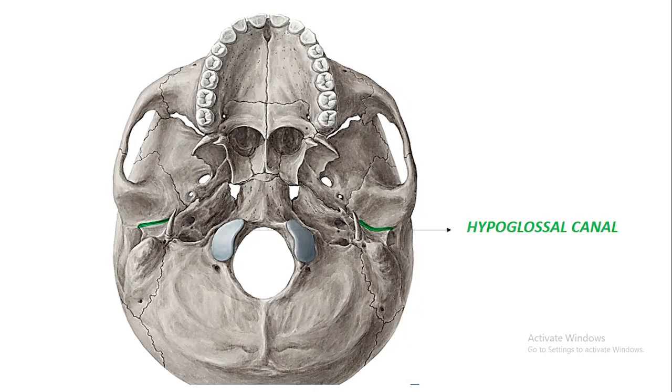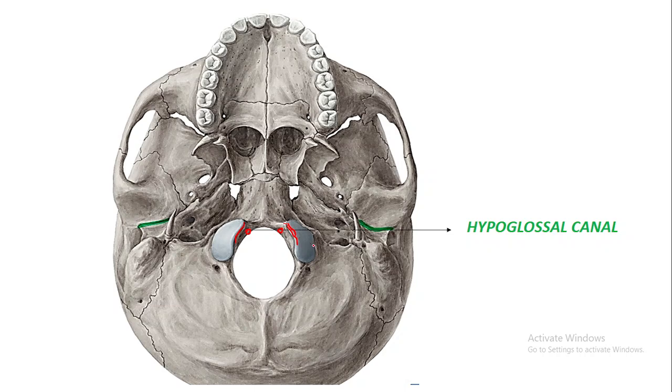Next is the hypoglossal canal. The hypoglossal canal is present in the anterolateral aspect of the foramen magnum, the anterolateral border of the foramen magnum. So this is the anterolateral border of the foramen magnum, and two hypoglossal canals are seen, one on each side, deep to the occipital condyles. So these are the occipital condyles. Deep to these condyles, there is the hypoglossal canal.